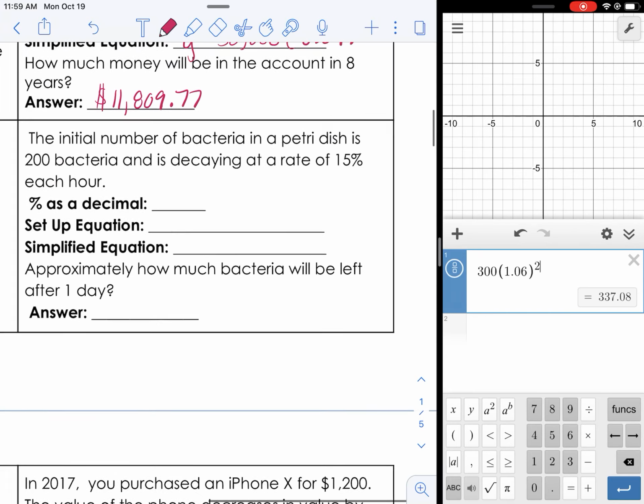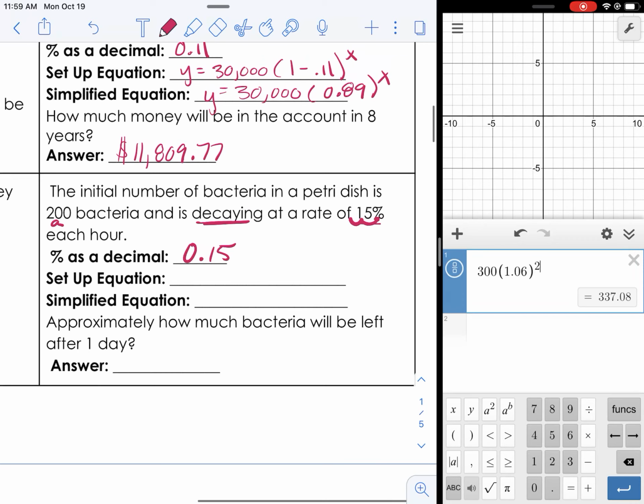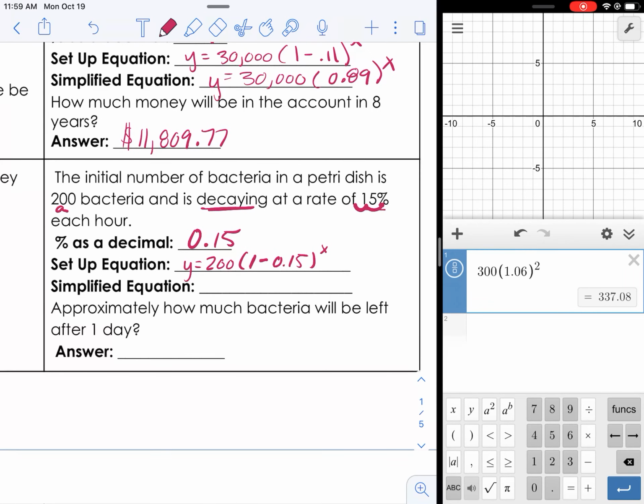All right, let's do one more example. The initial number of bacteria in a petri dish is 200, so that's our A. It is decaying at a rate of 15% per hour, so we're going to change that to a decimal, 0.15. Set up an equation, so y equals our initial, which is 200, times, since it's decay, we're going to do 1 minus 0.15 to the x. And if we simplify that, 1 minus 0.15 is 0.85, so y equals 200 times 0.85 to the x.